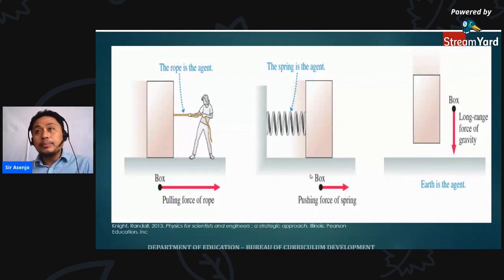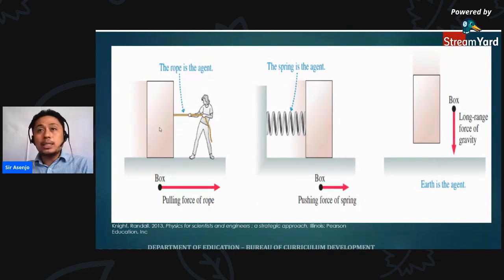Now, okay, let's talk about agents of forces. Let's have pictures. We've been talking about force. Every force has an agent. Okay, let's have the rope. In this first picture, you have the box, represented by a dot, and then the pulling force of the rope represented by the arrow. Actually, we are moving forward to our third concept, free body diagramming. But we'll start first with this picture so that you will be able to understand.